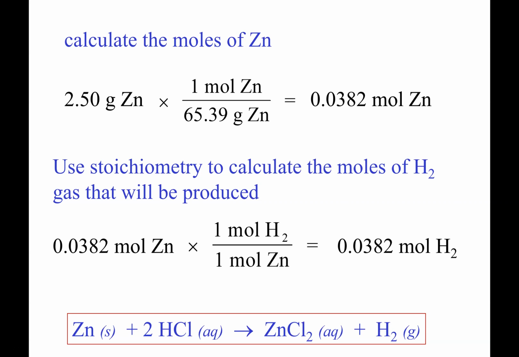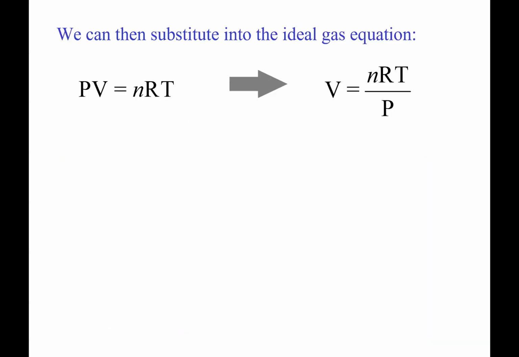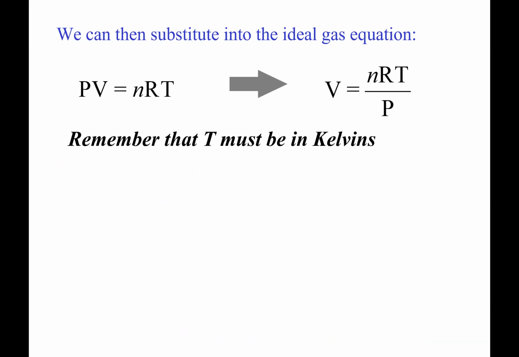Now I need to turn my attention to PV = nRT and solve for V. I divide both sides by P, and it looks like this: V is equal to nRT over P. Oh, and then we need to make sure we convert this 22 degrees Celsius to Kelvin by adding 273. 22 degrees Celsius plus 273 gets you 295 Kelvin. And I think that's it. So now we can plug and chug.